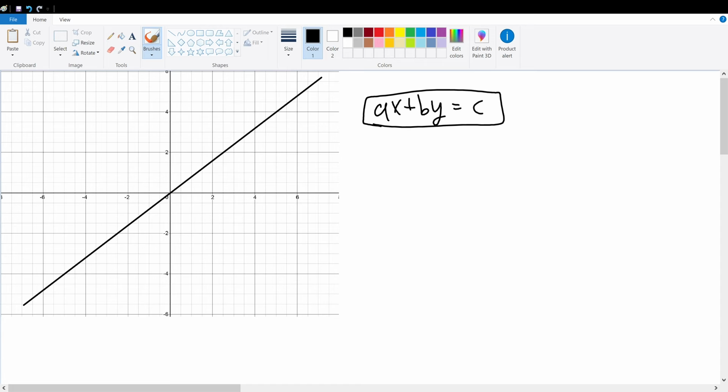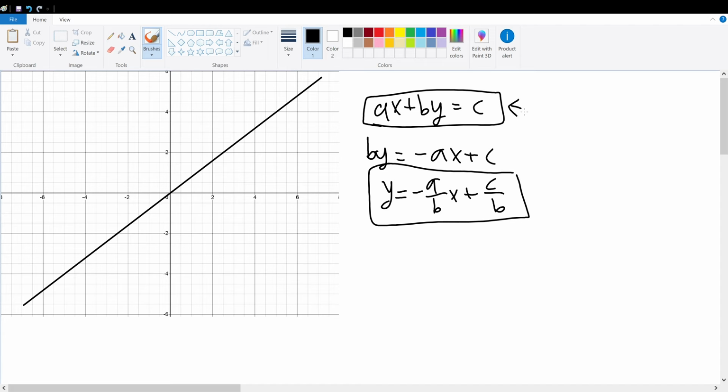And we know we can rewrite this for y: by is equal to negative ax plus c, so y is equal to negative a over b x plus c over b. This is written of the same line in point slope formation. What this tells us is this line of y has a slope of negative a over b and a y-intercept of c over b, which is why this notation of a line is known as a slope-intercept function.